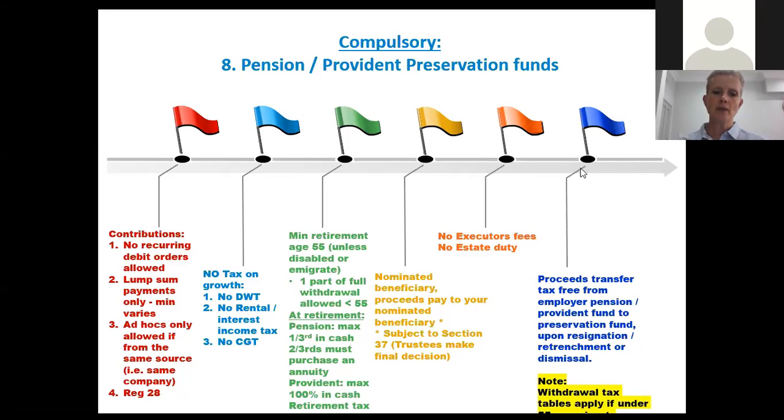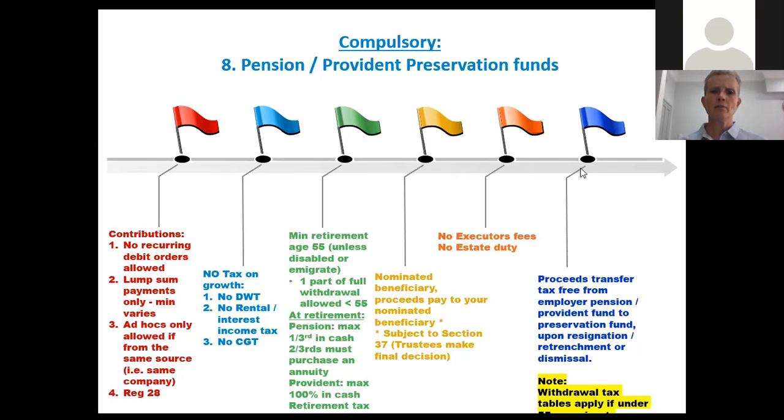At retirement, if it's a pension, you can take 1/3 in cash and 2/3 must buy an annuity. If it's a provident fund, you can draw a maximum of 100% in cash, and then the retirement tax tables would apply. Guys, the only thing I want to stress here is, remember, it must go pension to pension, provident to provident. So if you're resigning from a pension fund, you must transfer those proceeds into a pension preservation fund. Don't go across, because then tax would apply. If you're coming from a provident fund, you must go into a provident preservation fund.